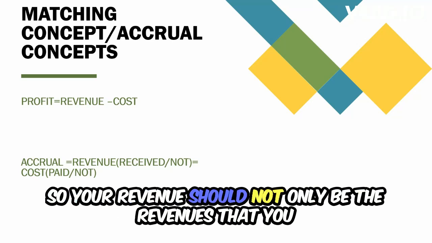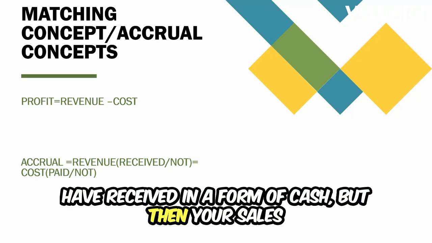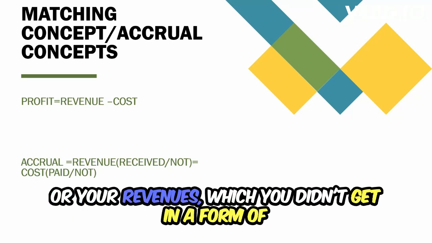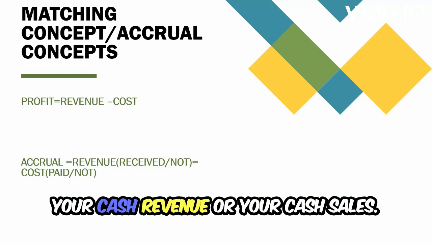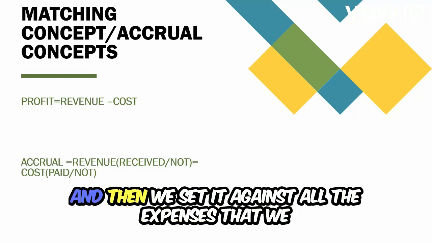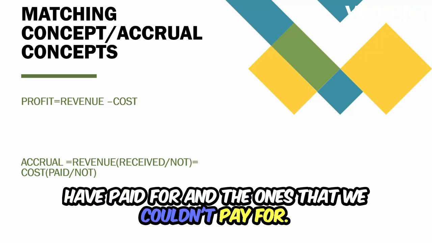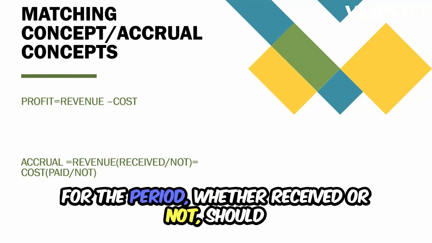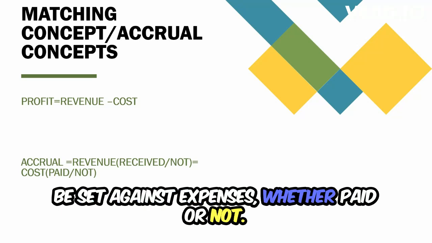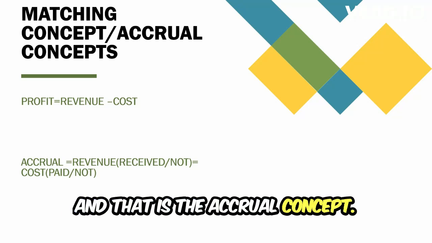So your revenue should not only be the revenues that you have received in a form of cash, but then your sales or your revenues which you didn't get in a form of cash and they are on credit should also be added to your cash revenue or your cash sales. And then we set it against all the expenses that we have paid for and the ones that we couldn't pay for. So the accrual concept is saying that revenue for the period, whether received or not, should be set against expenses, whether paid or not. And that is the accrual concept.